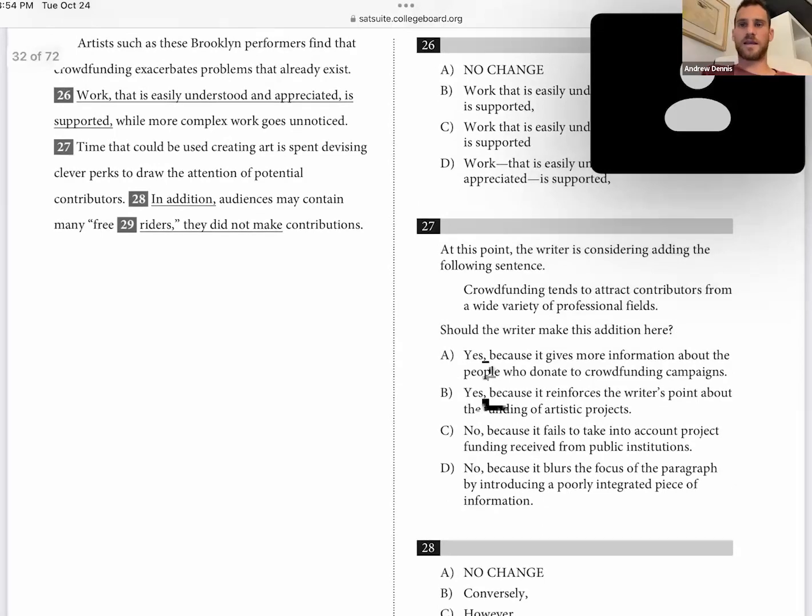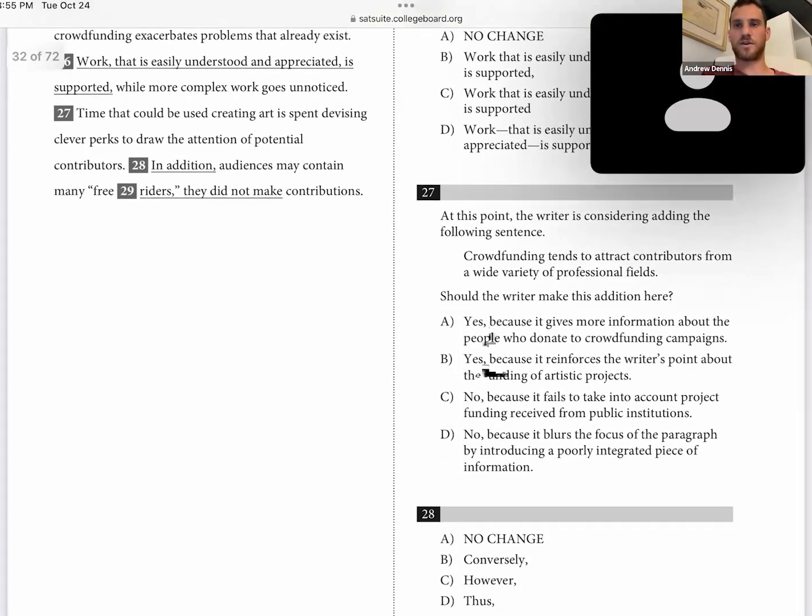So 28. Time that could be used creating art is spent devising clever perks to draw the attention of potential contributors. In addition, audiences may contain many free riders that did not make contributions. Conversely, audiences may contain many free riders. However, audiences may contain many free riders. Or thus, audiences may contain many free riders. And here they're talking about exacerbating problems. It's kind of an additional problem, right? So no change.